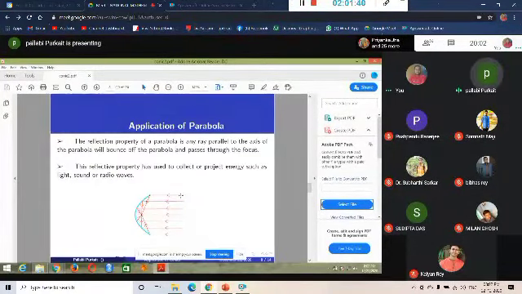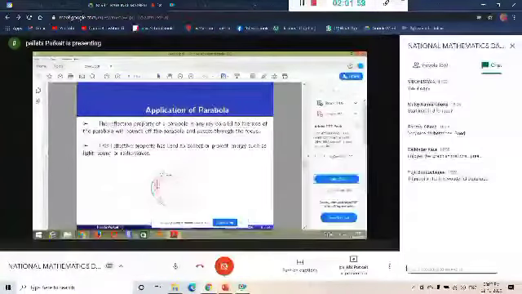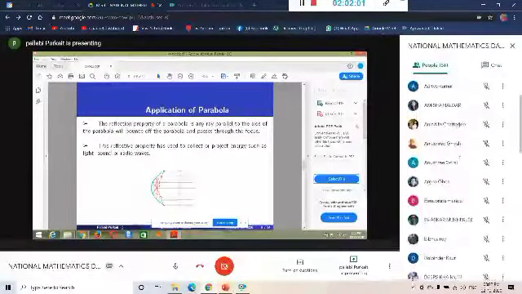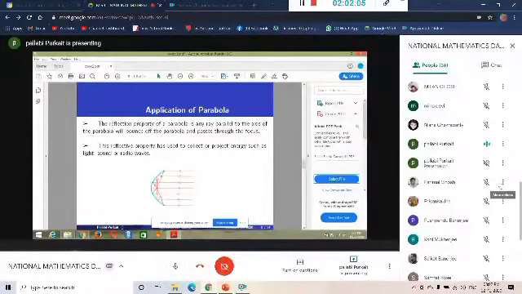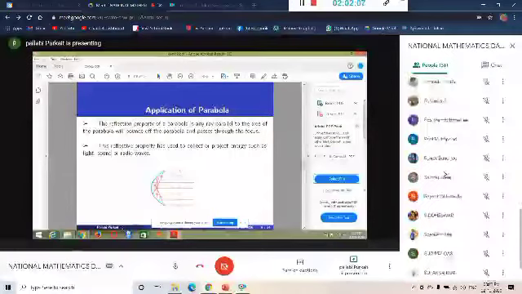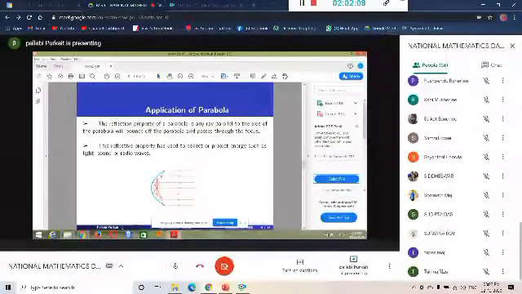Now, I am coming to the application of parabola. The reflection property of a parabola is that any ray parallel to the axis of the parabola will bounce off the parabola and pass through the focus, which you can see in the picture. Any wave, any sound wave, any ray coming parallel to the axis will bounce off the parabola and come through the focus. The reflective property is used to collect or project energy, such as light, sound, or radio waves.